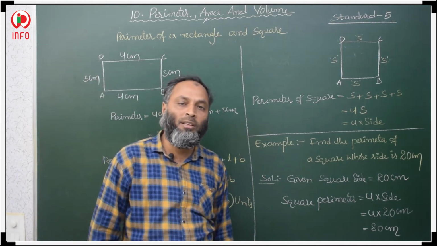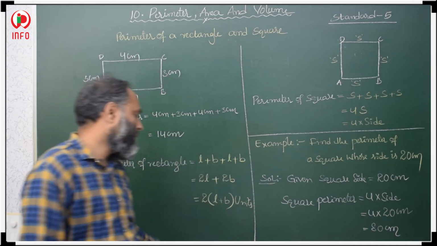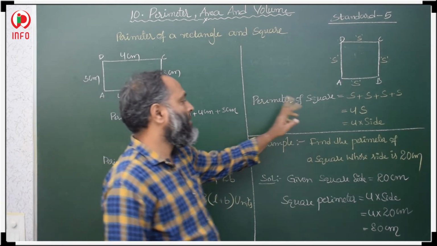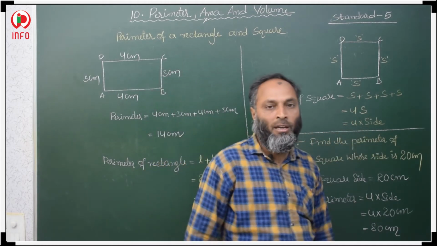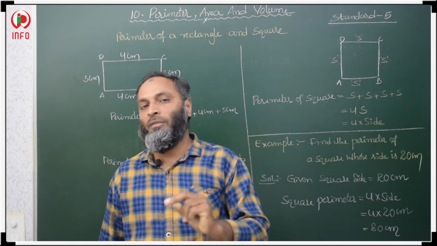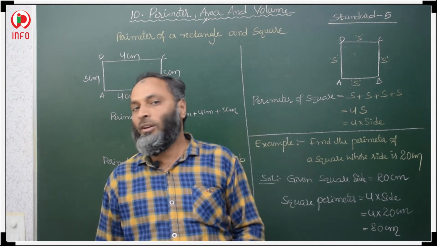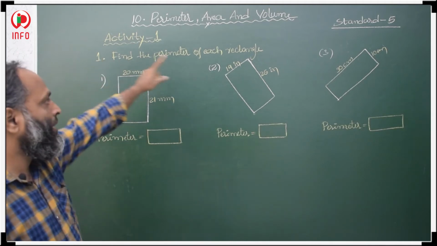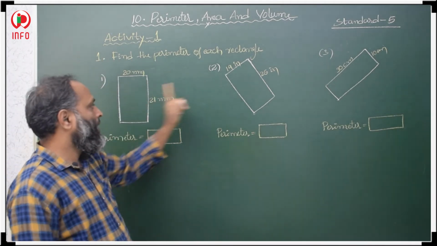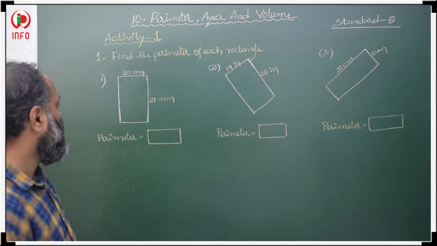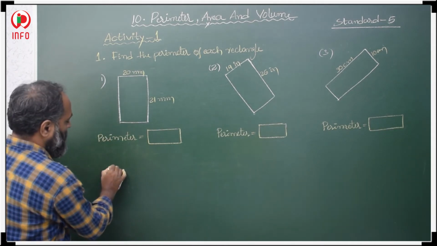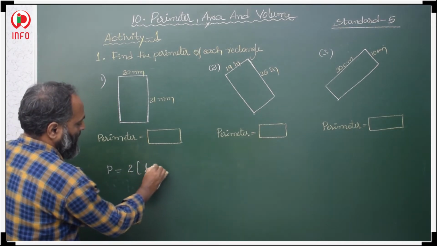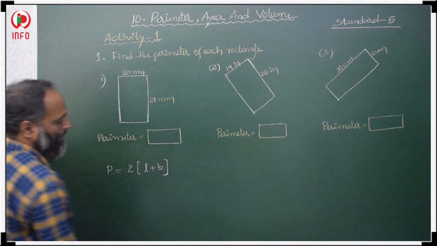Then the perimeter of a rectangle formula is 2 into length plus breadth units. Then the perimeter of a square is 4 into side. Okay, these are the two formulas for perimeter of a square and perimeter of a rectangle. Now in the activity first, find the perimeter of each rectangle. In each rectangle we have to find the perimeter. So what is the perimeter of rectangle formula? Perimeter of rectangle P is equal to 2 into L plus B, length plus breadth.